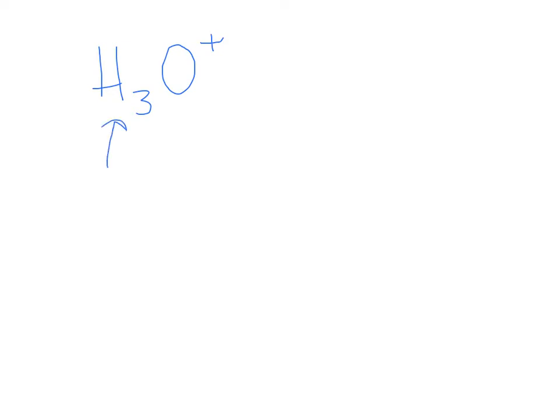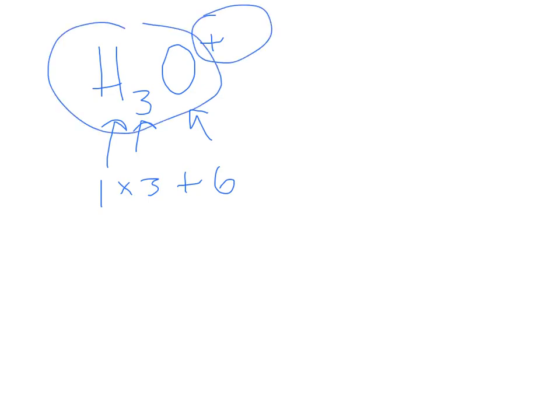Each hydrogen has 1 electron, and I know that there's 3 of them, so I need to factor that in. Then I've got 1 oxygen, which has 6 electrons, and then the positive charge means this group as a whole has lost 1 electron. For a +1 charge, it'd be a loss of 1 electron. If it was a +2 charge, it'd be a loss of 2 electrons, and so forth. Likewise, for a negatively charged ion, it would be 1 electron gained for a -1, or 2 electrons gained for a -2, and so forth.